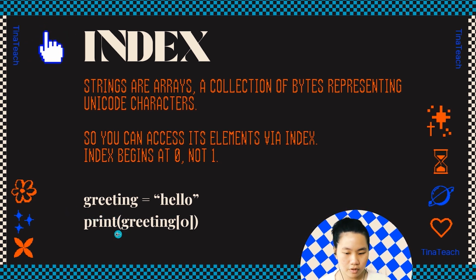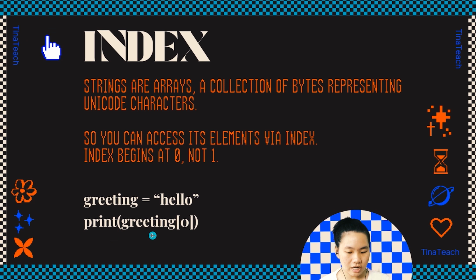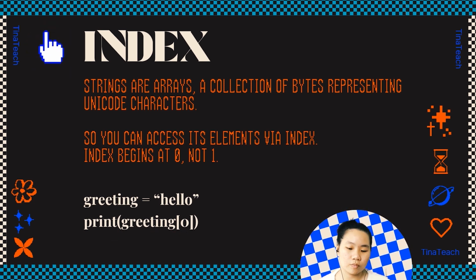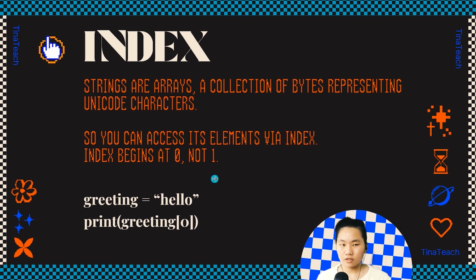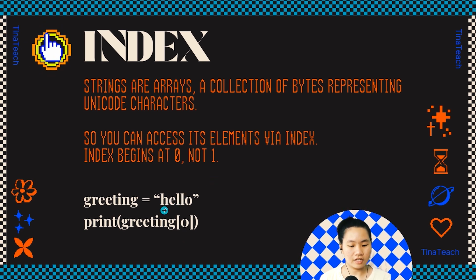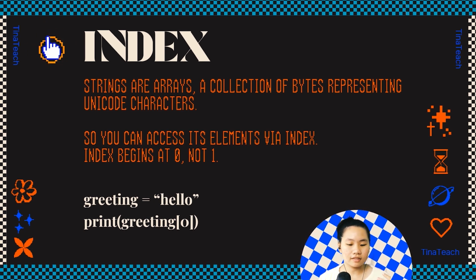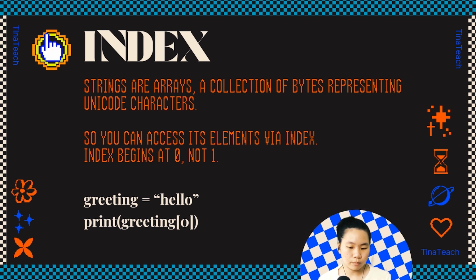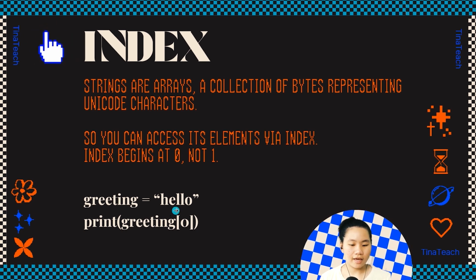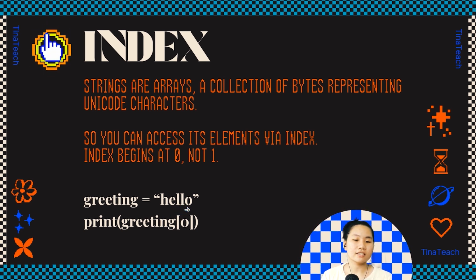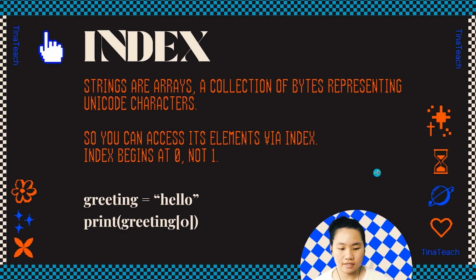So I have an example here. Greeting, hello. If we print the greeting at the index of 0, which letter would it be? Take a guess. The answer would be H, okay? If you want to find the element at index number 1, it would be E, L for 3, and the L after that for 4, and O is 5, our last index.